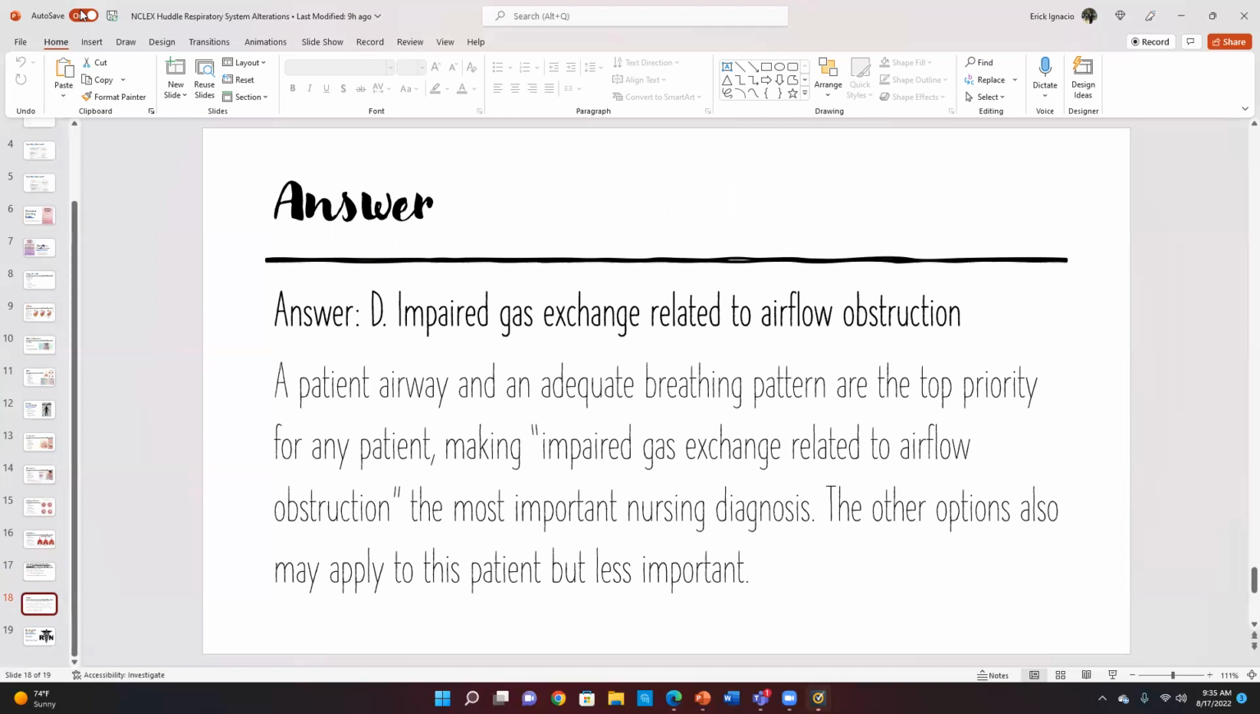So this patient, we really want to make sure that they have a patent airway. And when we think about this, it should be reminding you of your ABCs, your airway, breathing, and circulation. That's going to be one of the most important things that we should focus on for our patient.